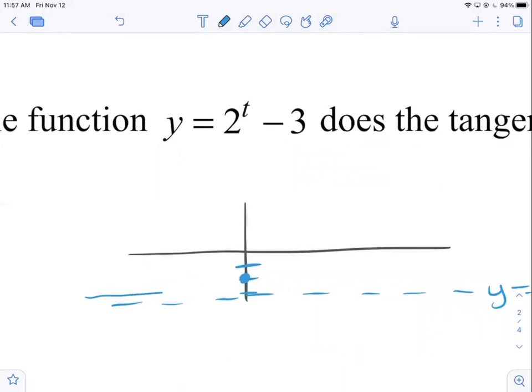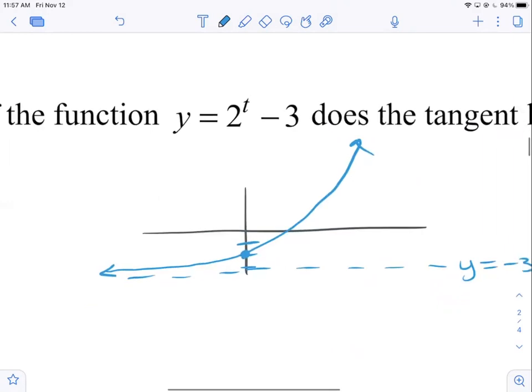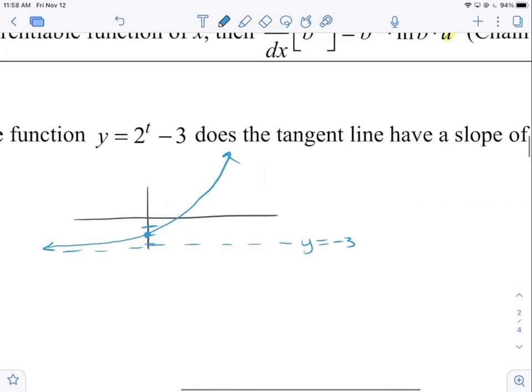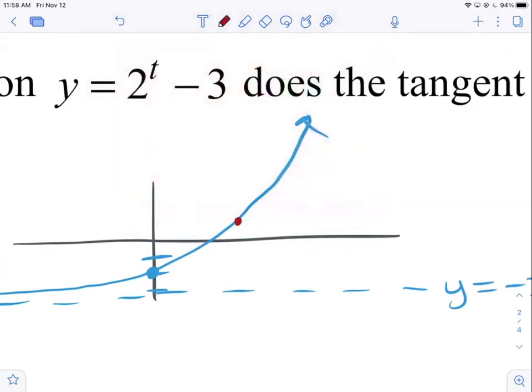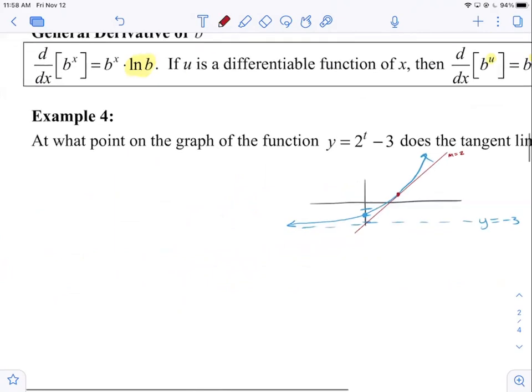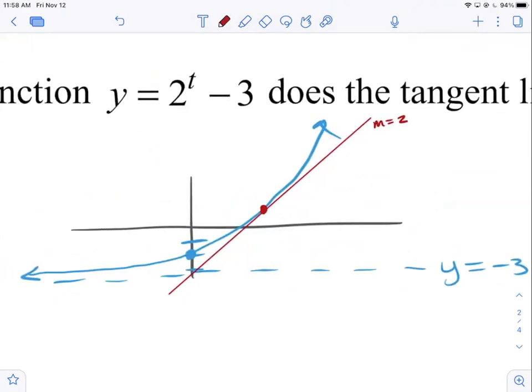So for what it's worth, here's what the graph looks like. And remember, exponential functions are interesting because they have dramatically different opposite end behaviors. On the one end, those terms go to 0, and on the other end, they go to infinity. All right, so we want to know where the slope is 2. I don't know where it is, but if I drew it to scale, which I doubt I did, it might be right there. Let's say that this line has a slope of 2, and we're trying to find what this point is.